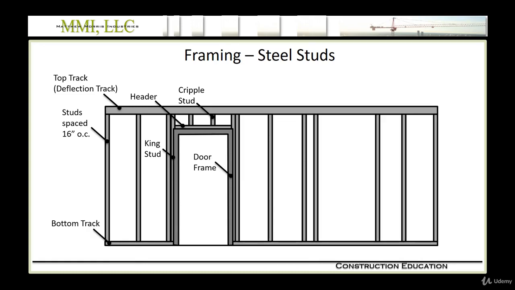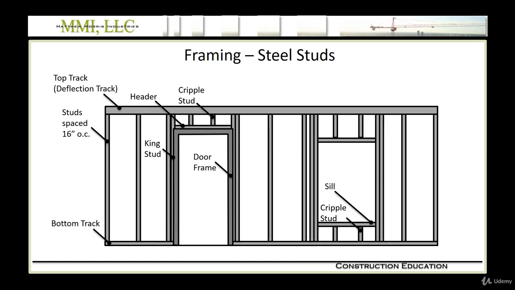Okay, and then on the right, let's say we have a window opening. So we would stand up our king studs, build a sill for the bottom of the opening, supported by cripple studs. Then we would build a header across the top with cripple studs above that. The header would probably be a bottom track like we talked about with the door. And then we would beef up the jambs with king studs.